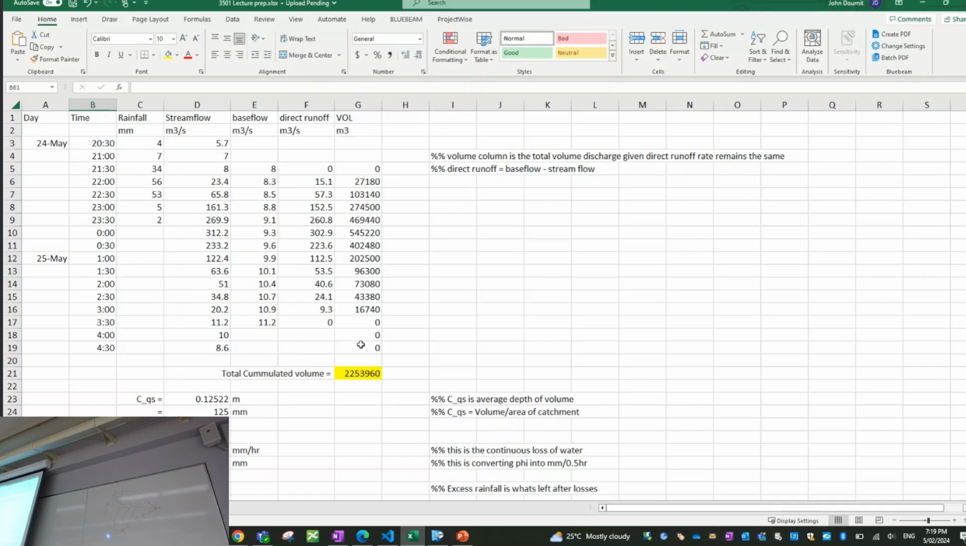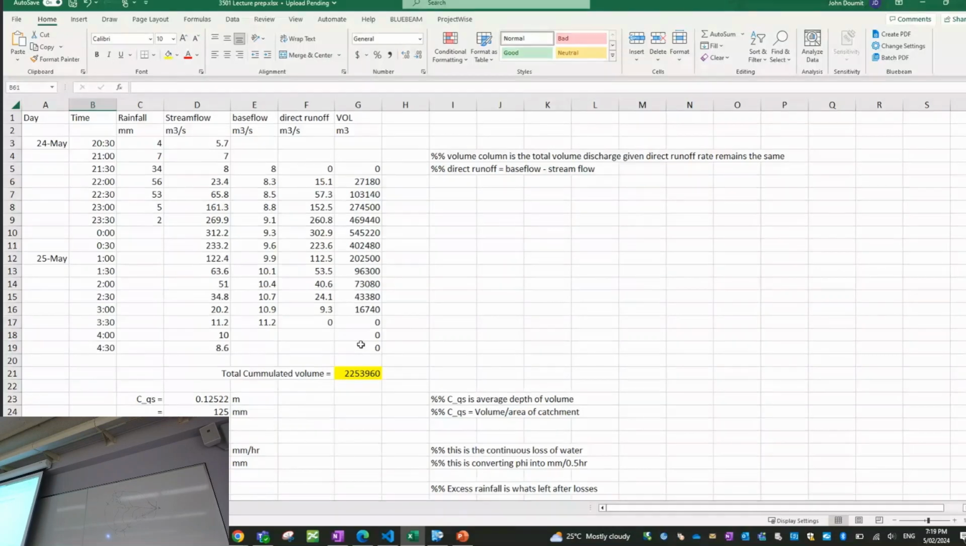Okay, this is our hyetograph data. In the first half an hour, we saw an average of 4 millimeters. In the second half an hour, it was 7, and then 34 fell in the third half an hour and so on. And this is where the rain stopped. So the storm started at 8:30 and finished at 11:30 p.m.